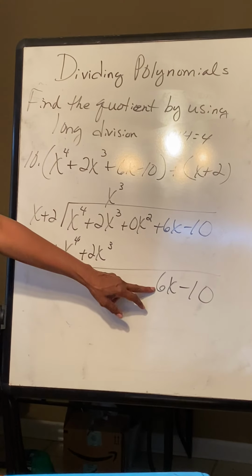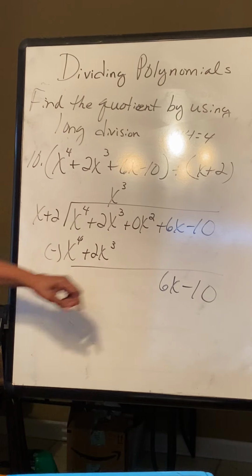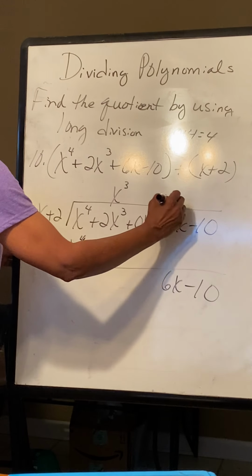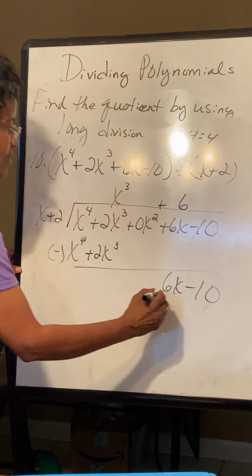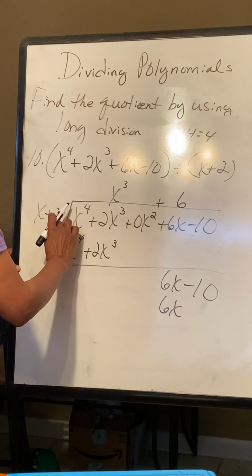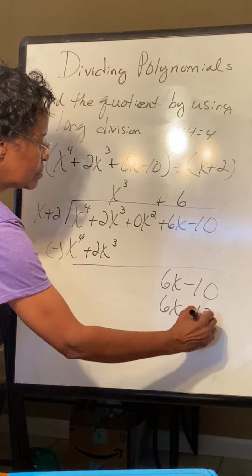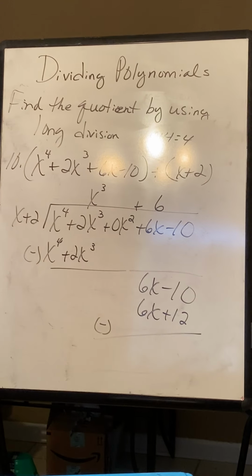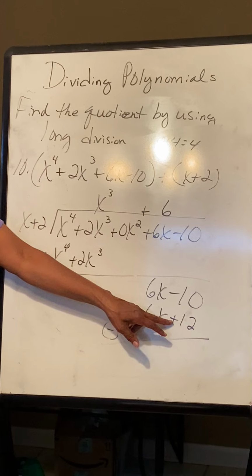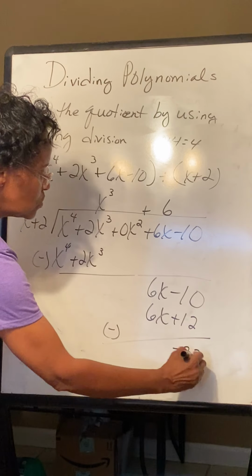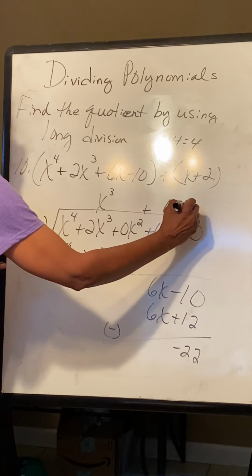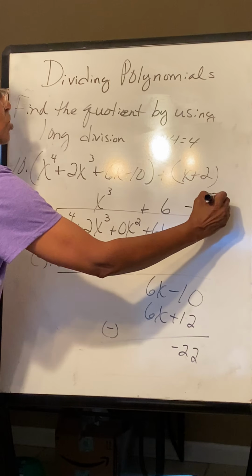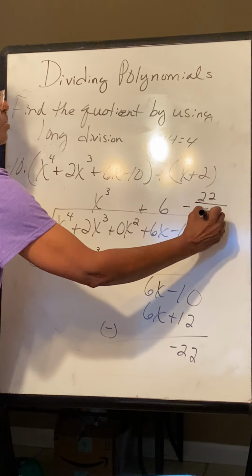X times what gives me 6x? It would be a positive 6. 6 times x gives me 6x. 6 times 2 gives me 12. When I subtract, any number minus itself is 0. Negative 10 minus 12 is a negative 22. That 22 is negative, so I'll put minus 22 over x plus 2.